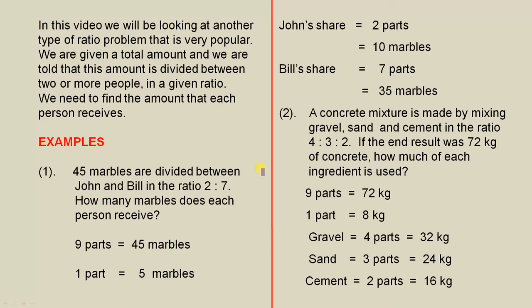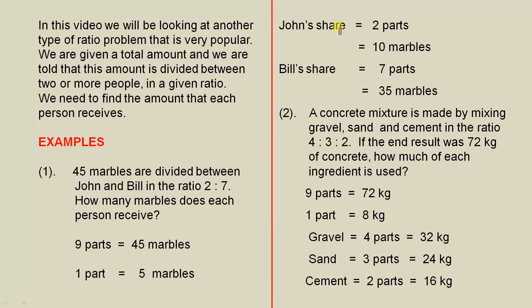Number 1. 45 marbles are divided between John and Bill in the ratio 2:7. How many marbles does each person receive? So if we take the two parts here, the 2 and the 7, and we add them up, that gives us 9 parts altogether, and that represents 45 marbles. Therefore, one part represents 5 marbles. That's 45 divided by 9. So that's very important. One part equals 5 marbles.